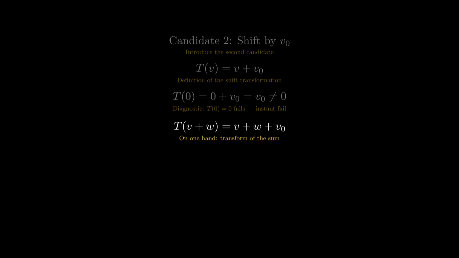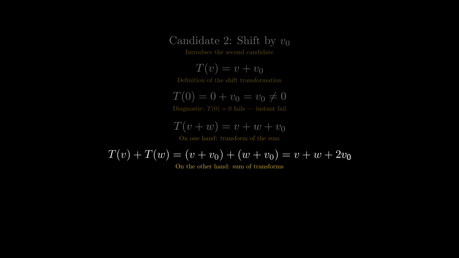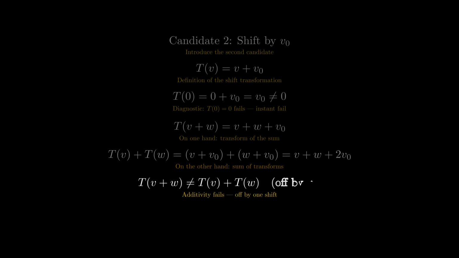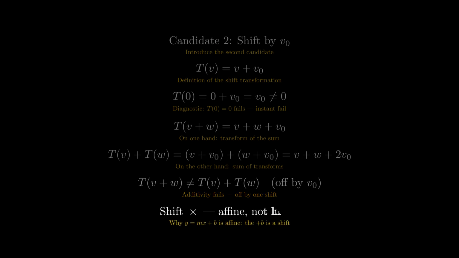On one hand, T of the sum v plus w equals v plus w plus v0. We add the shift once. On the other hand, T of v plus T of w equals v plus v0 plus w plus v0, which is v plus w plus 2 v0s. One extra v0 appears on the right. Shifts are not linear. This, by the way, is exactly why the familiar line y equals mx plus b is called affine, not linear. The plus b is a shift that breaks the rules.